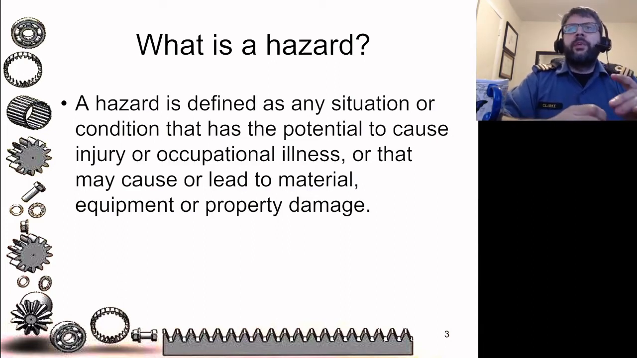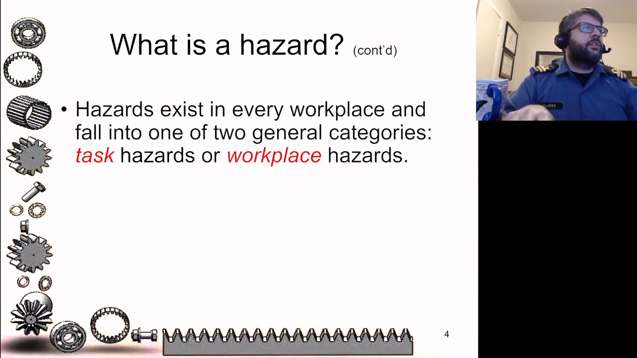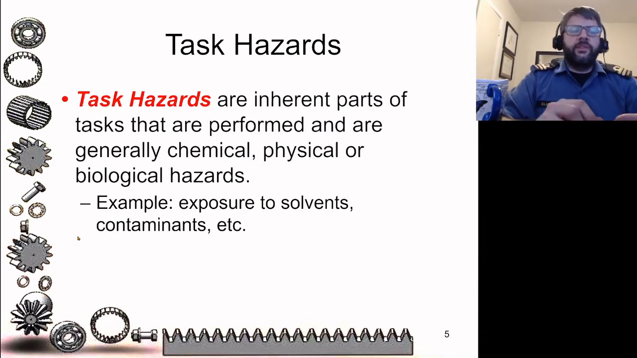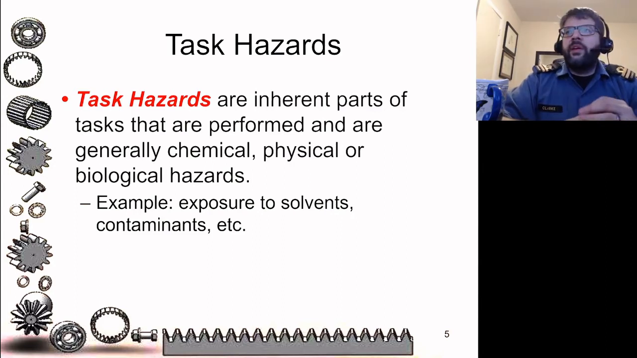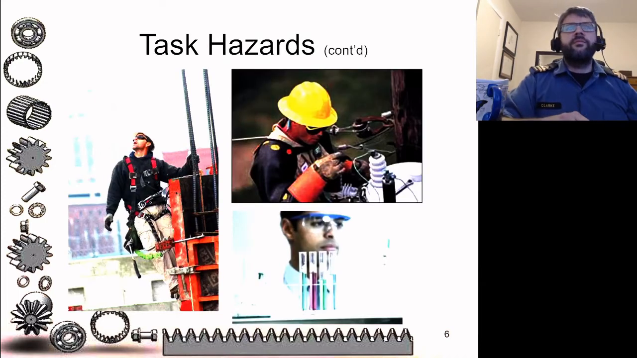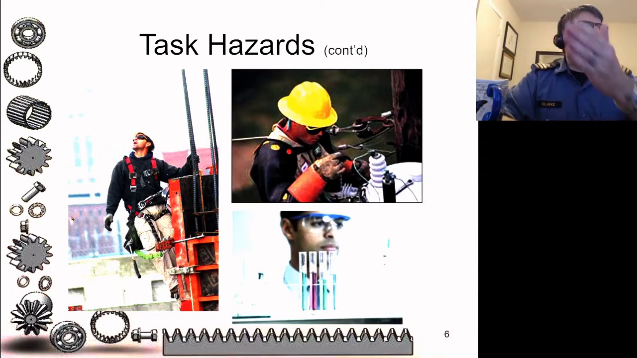So, in the workplace, we've got two general categories: task hazards and workplace hazards. Task hazards are basically something inherent to whatever task you're performing. Typically, we're grouping them into chemical, physical, or biological hazards. An example: exposure to solvents that you're using. So, working from a height, working with electricity, working with chemicals.